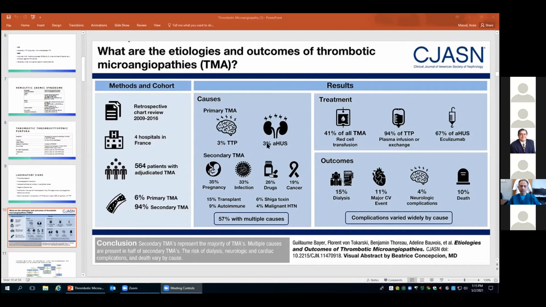And Shiga toxins are pretty common in the primary TMA. And out of those patients, close to half of them ended up needing a blood transfusion. 94% of them received plasma exchange, 15% ended up on dialysis, and 11% of them had cardiovascular complications, and 4% had neurological complications.